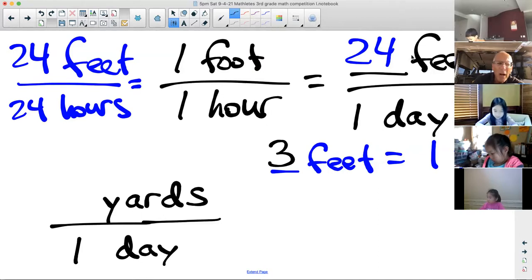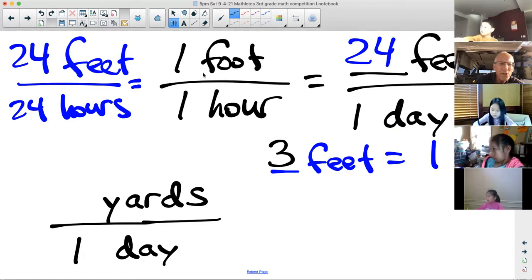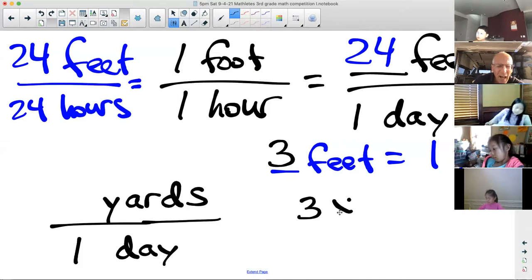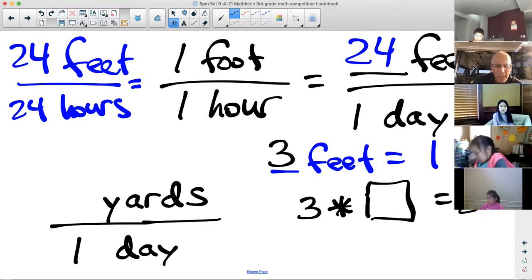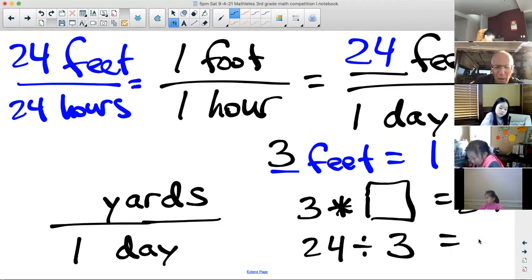So if there are 24 feet for 1 day, how many yards is 24 feet? The question you've got to be asking yourself is, 3 times what number equals 24? And that is going to tell you how many yards the snail can travel in a day. The other way to think about it is 24 divided by 3, and that will give you the same answer. Now write it down.